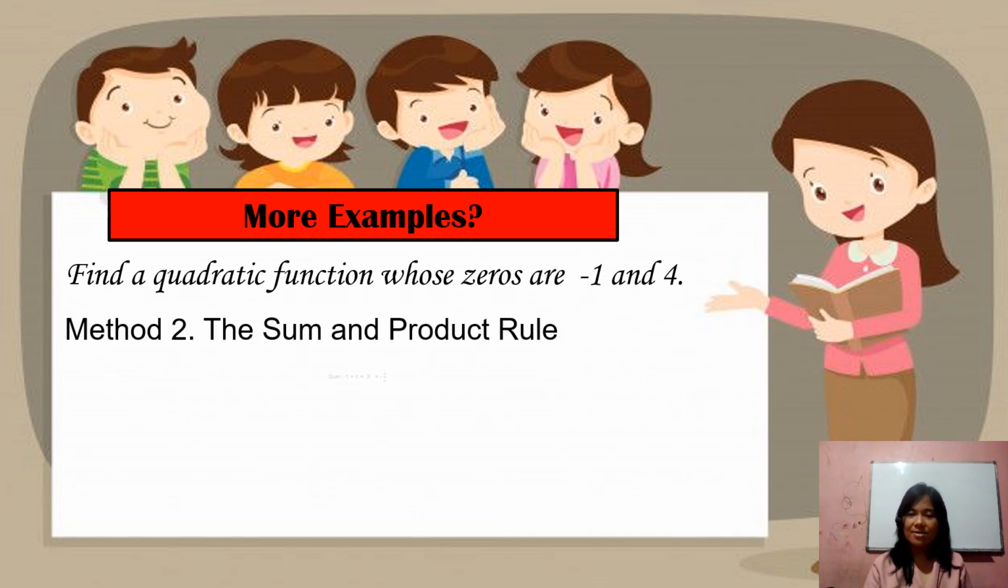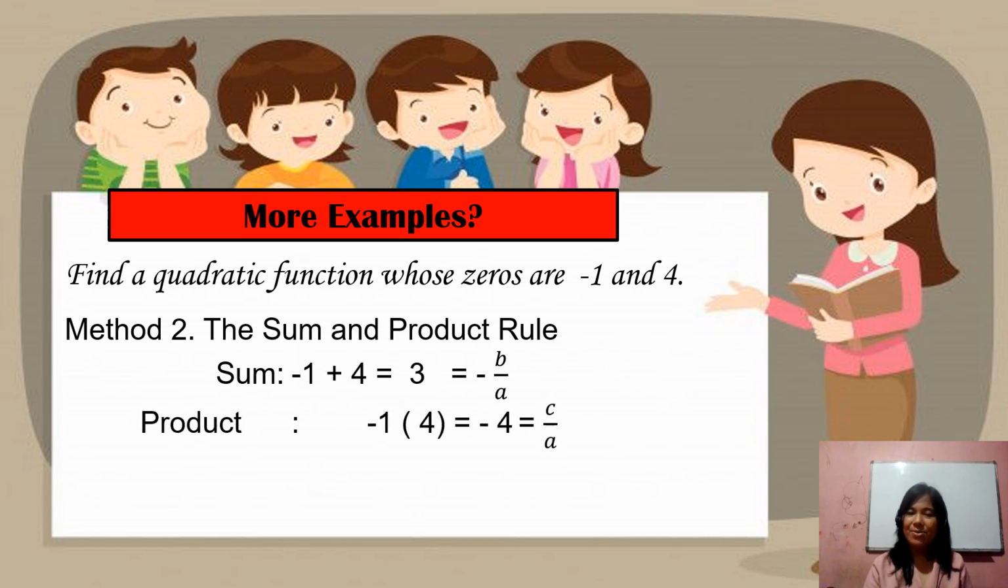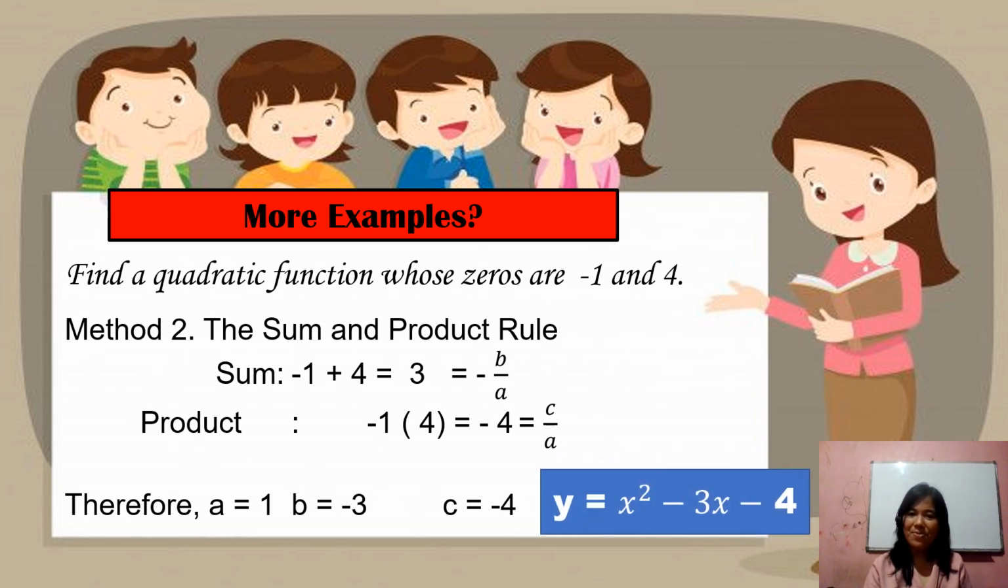Method 2 tayo. Get the sum. So, it's 3. Get the product. Negative 1 times 4 is negative 4. So, ano kaya yung values ng A, B, and C natin? Sige nga. Pause the video. And then check. Okay? Ito ba yun? 1, negative 3, and negative 4. Write it in the general form or substitute it so you have x squared minus 3x minus 4. Okay?